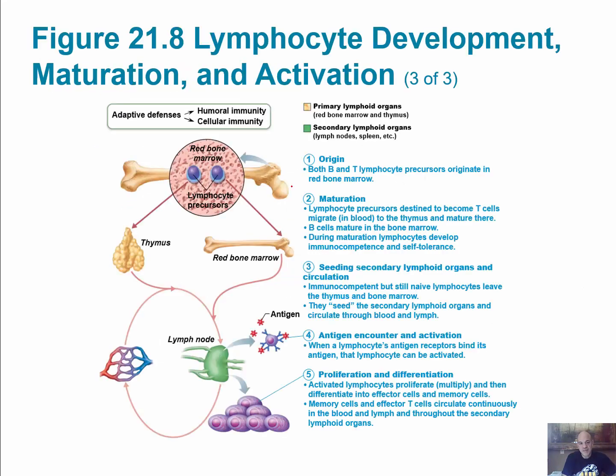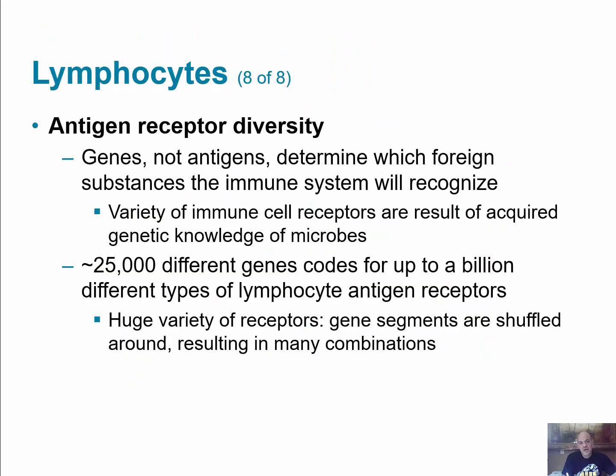So again, this is the same diagram we started with, and you see all the 5 steps. Make sure that you are familiar with the steps in the development of your lymphocytes. As far as the lymphocytes, the receptors that an individual lymphocyte develops are quite diverse. And it's the genes, not the antigens, that are going to determine which foreign substances the immune system will recognize.